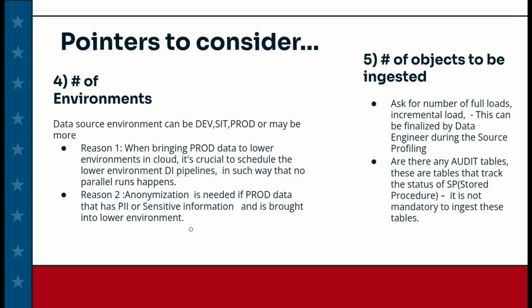Next pointer is about reducing the number of objects that need to be ingested. A source can have multiple internal tables that capture audit information, logging information, or maybe status information related to stored procedures. Identify these tables with the help of the source SME. Check with the source SME if any value is derived from these tables. If not, ask if it is mandatory to include them in the migration.